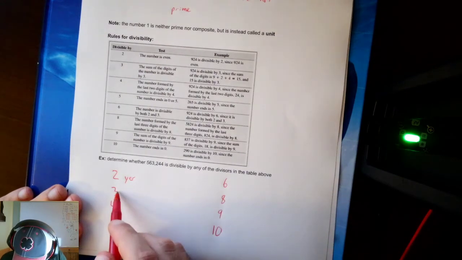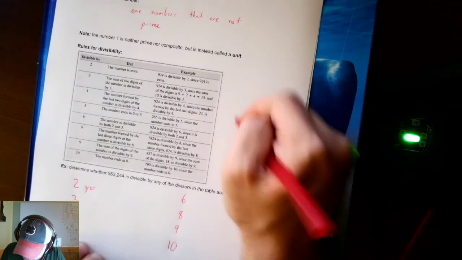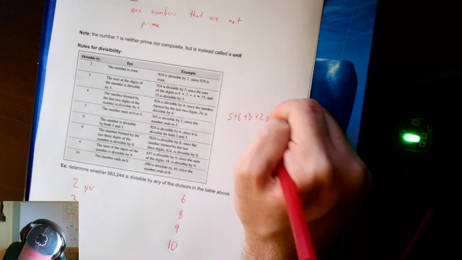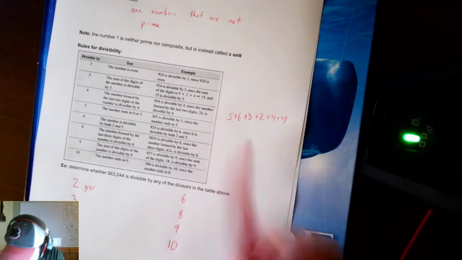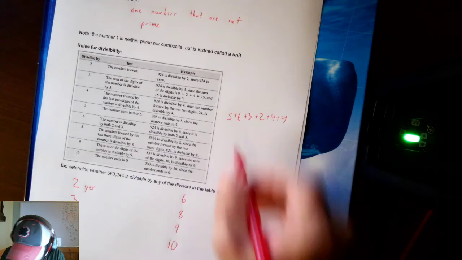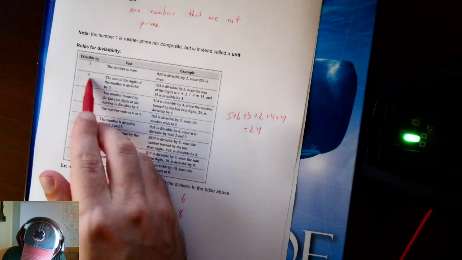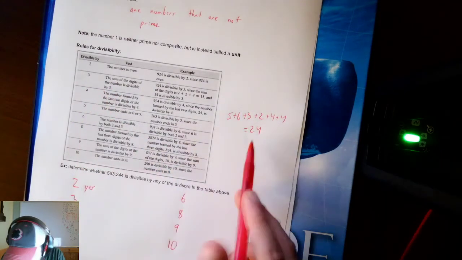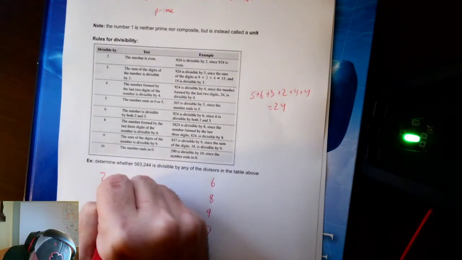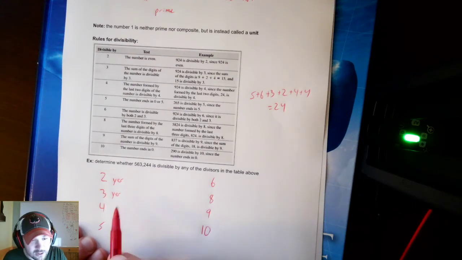How about 3? The sum of the digits of the number is divisible by 3. So let's do some scratch work. 5 plus 6 plus 3 plus 2 plus 4 plus 4. I got to add these up. I get 11, 14, 16, 20, 24, right? When I add the digits up, I get 24. So the sum of the digits is divisible by 3. Is 24 divisible by 3? Yes. So that means this number, 563,244, is divisible by 3 as well.